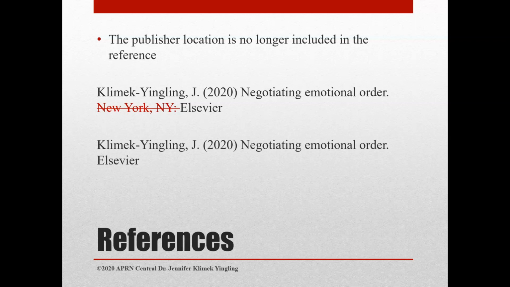So in the first example, the Columbus Yingling J, you see negotiating emotional order, New York, New York, Elsevier. You don't have to have New York, New York. No longer do you have to have the location. You're just going to put the publishing company.